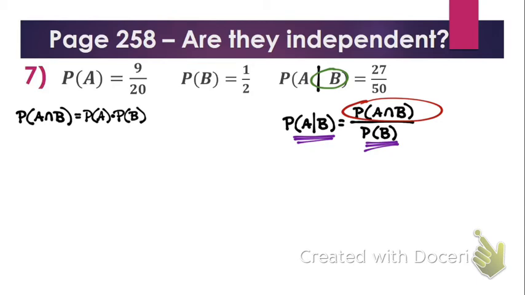All right, so we're going to have to find our intersection over here. What would I put in for this side right here? 27 over 50 is equal to the probability of A and B, which is the thing that I really want, over what? 1/2.